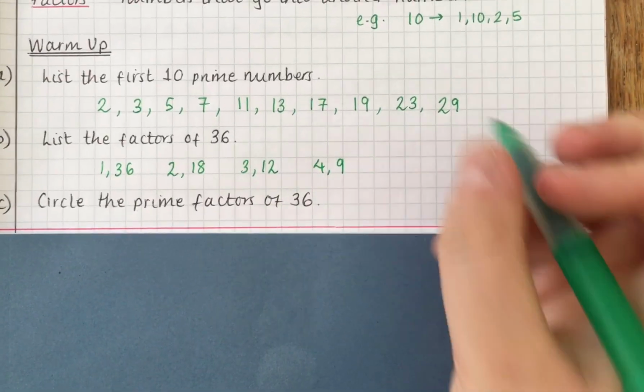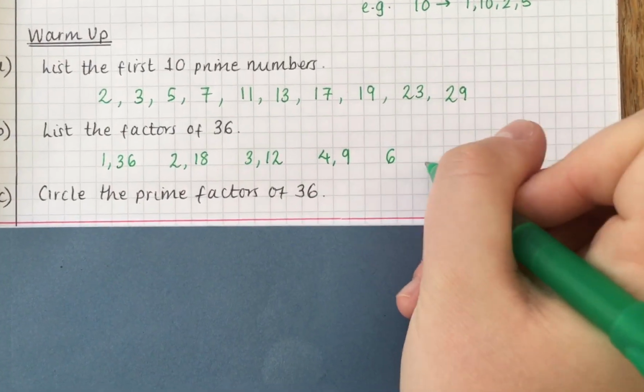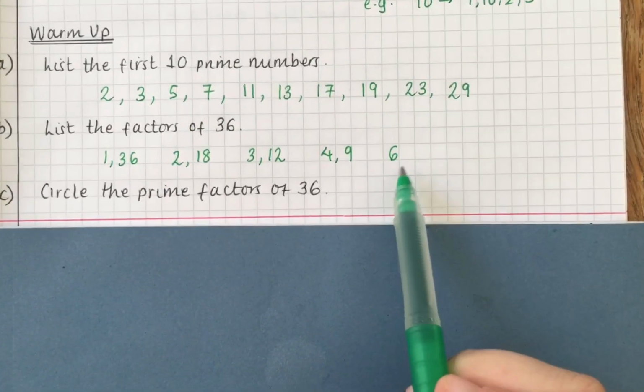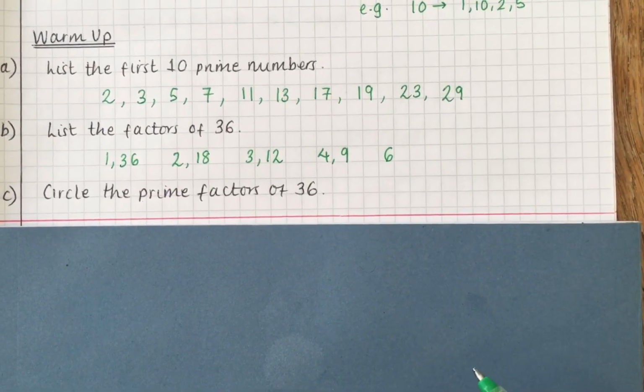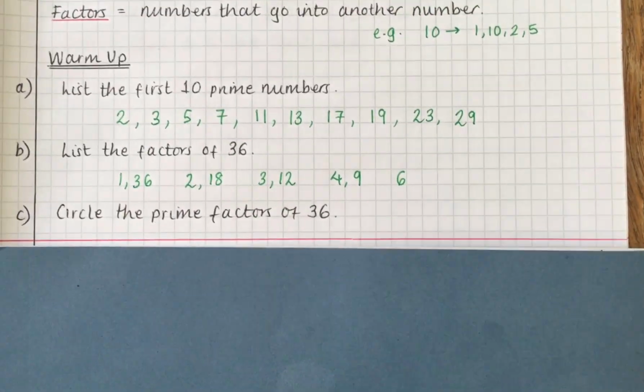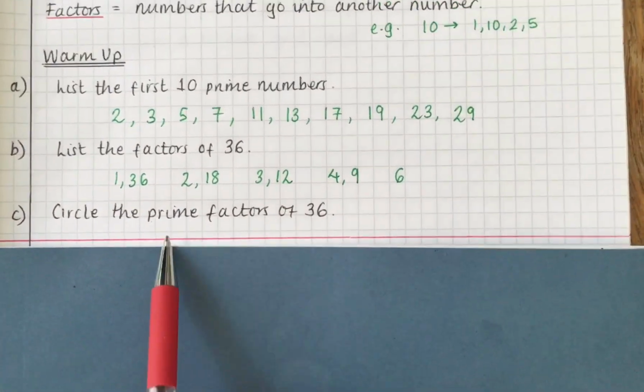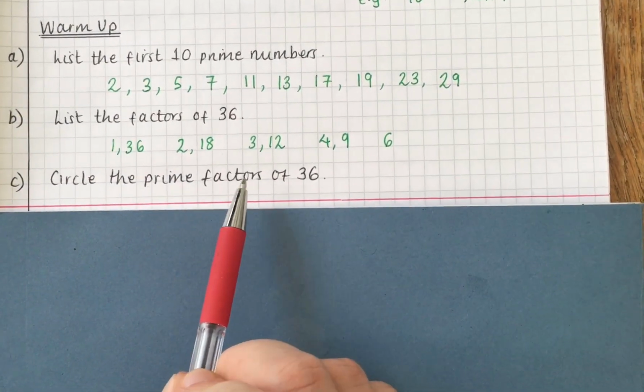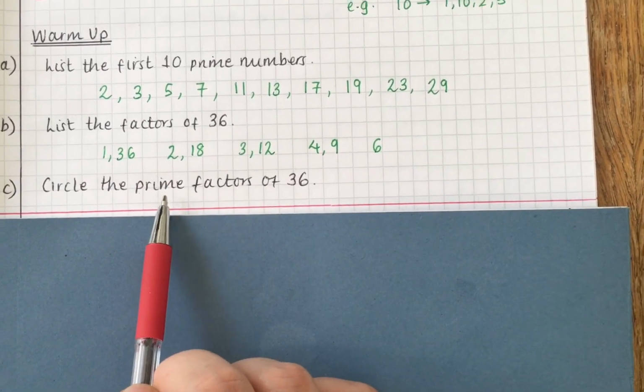5 doesn't go into it. And then it's 6 times 6, but we don't need to write it twice. Once we get back to the numbers that we started with, we know that we're finished. So those are all the factors of 36. So if I now had to circle the prime factors, what I mean by that is it's a factor of 36 and it's a prime number.